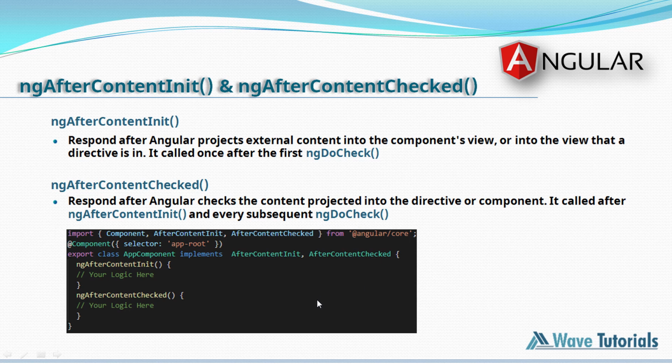The syntax is similar to the other lifecycle hook methods: we need to implement it, then import it from the Angular core library and create a method here. To use these lifecycle hook methods, we need to use @ContentChild and @ContentChildren decorators. If I involve the practical session in this video, it will get more lengthy, so I will create a separate video on these lifecycle hook methods. You can get the link in the description below. So let's move to the next lifecycle hook methods.